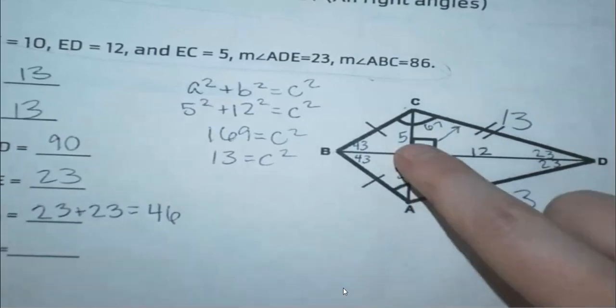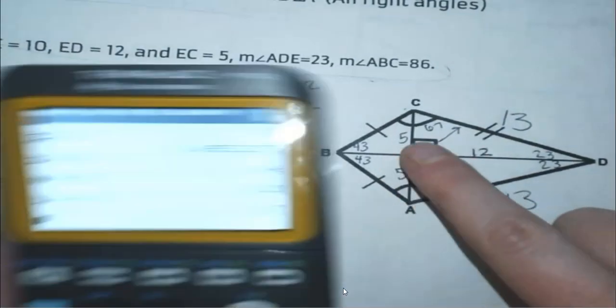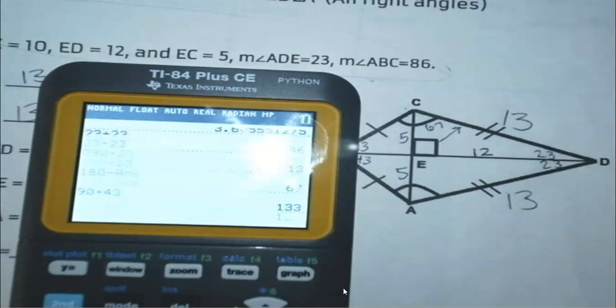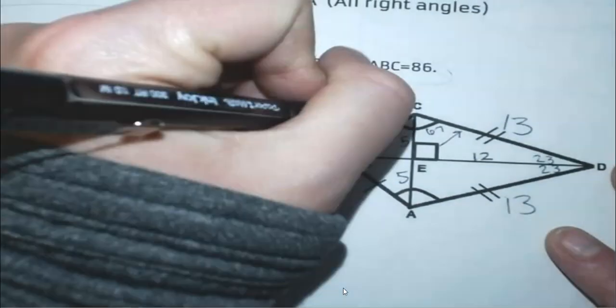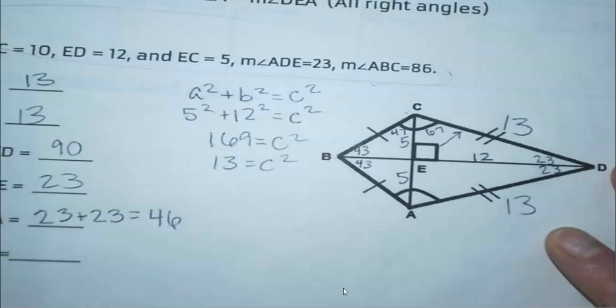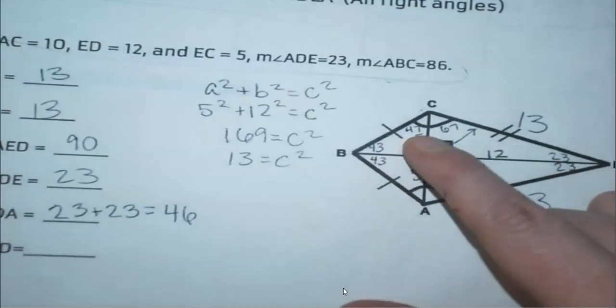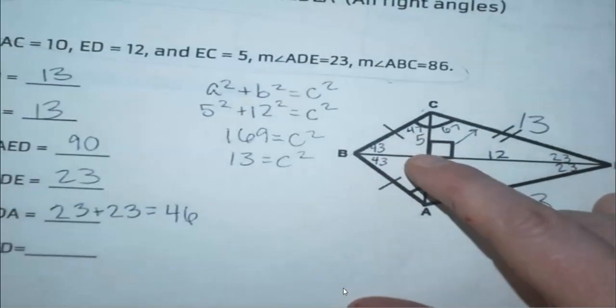And you're going to do the same thing for this over here. This is also a right triangle. So 90 plus 43. Subtract those numbers from 180. 47. 43, 47, and 90 add up to 180.